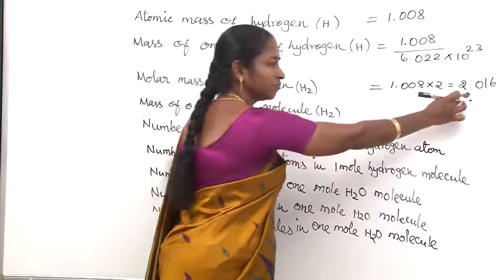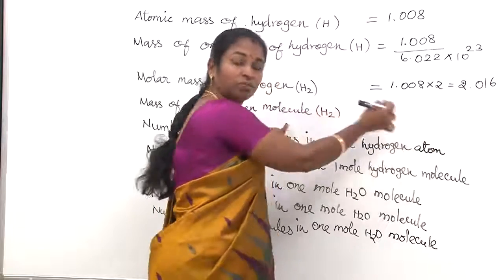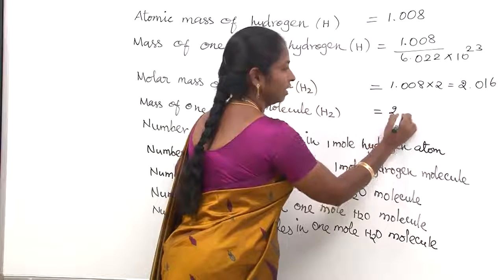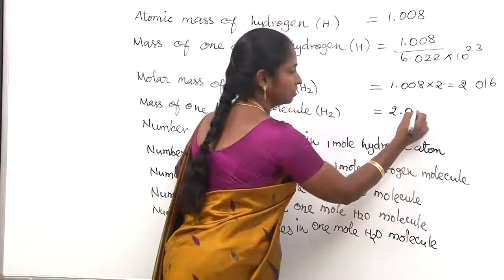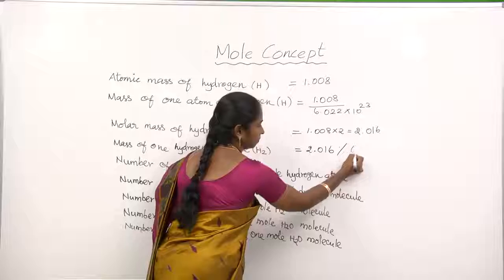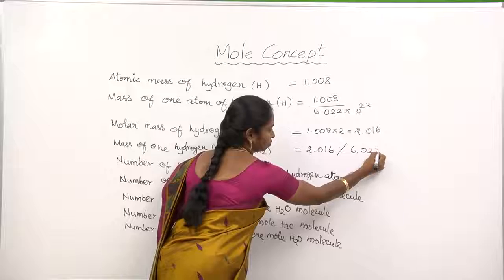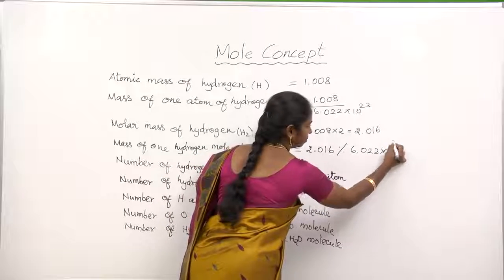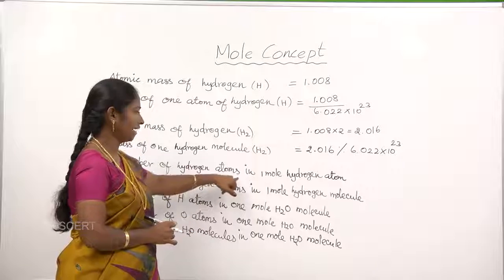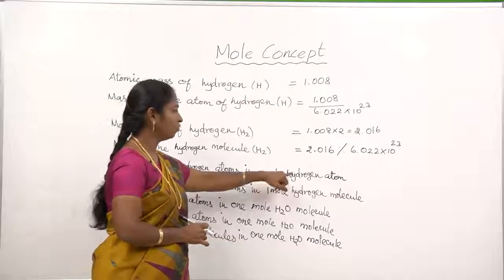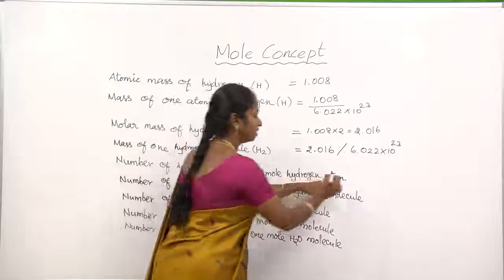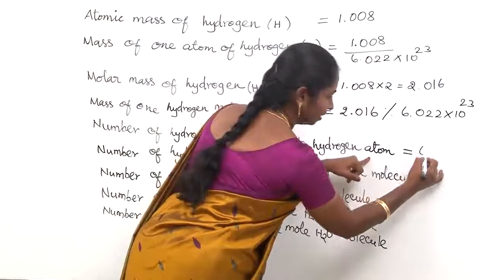Now, what is the mass of one hydrogen molecule? Again, this is for 1 mole. For 1 hydrogen molecule, it should be divided by Avogadro number. 2.016 should be divided by Avogadro number, 6.022 into 10 power 23. Okay. Now, number of hydrogen atoms in 1 mole of hydrogen atom. This thing you know already. It is equal to Avogadro number.